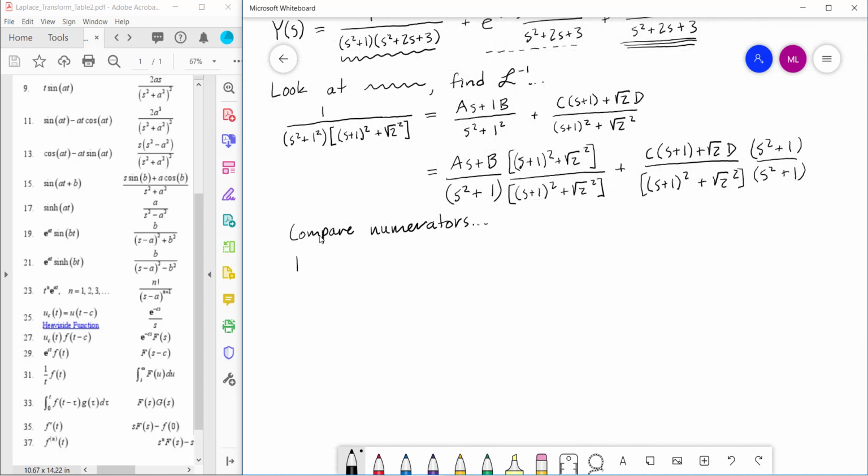So on the left, I've got a 1, and on the right, I've got a big, ugly mess. I've got as plus b times s squared plus 2s plus 3 (the s plus 1 squared plus root 2 squared), and over here, we've got cs plus d times s squared plus 1. There's our big hideous mess of a numerator on the right-hand side.